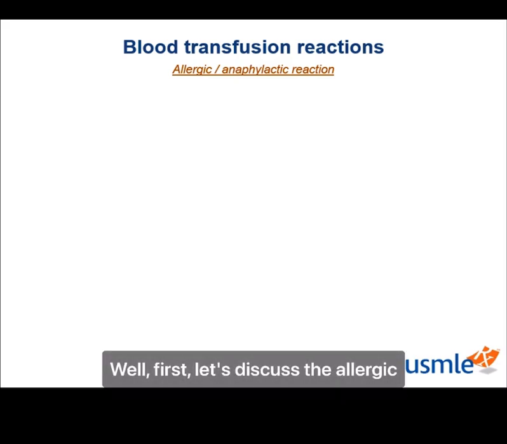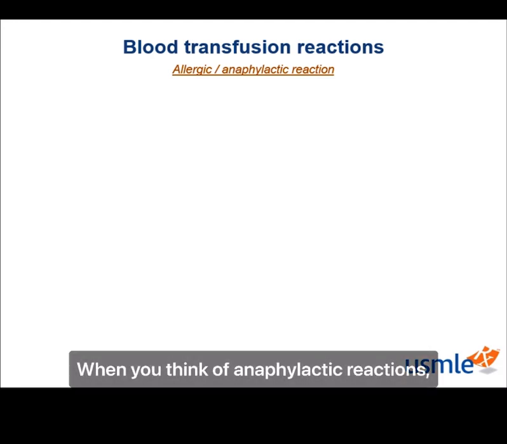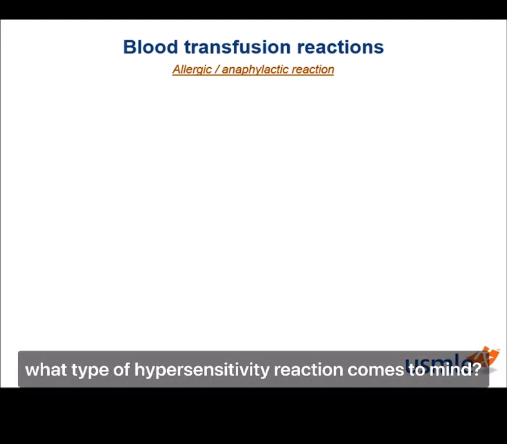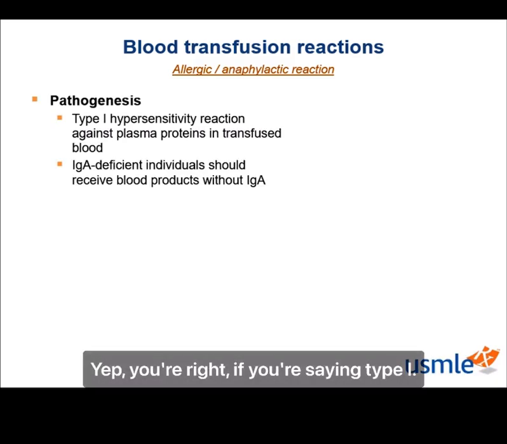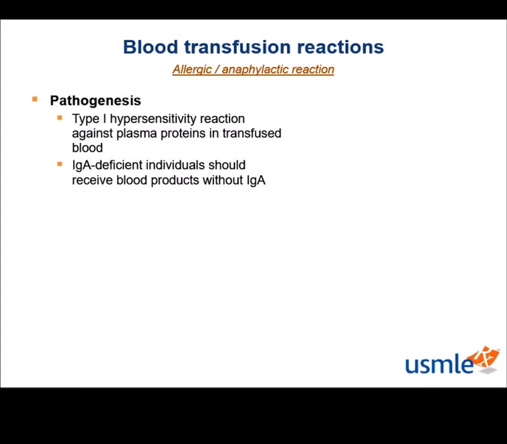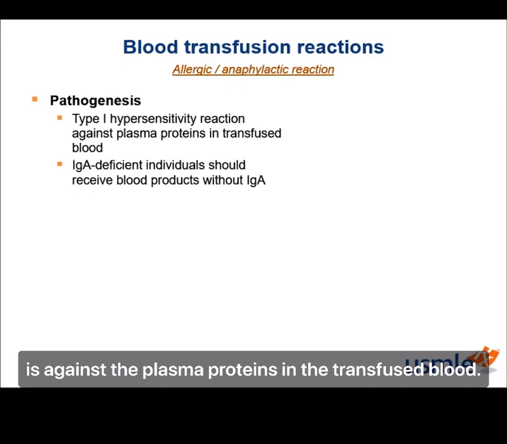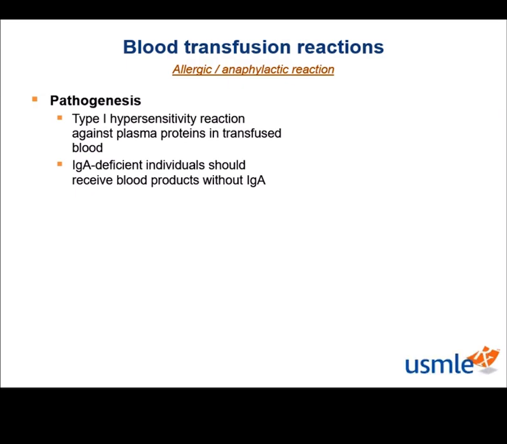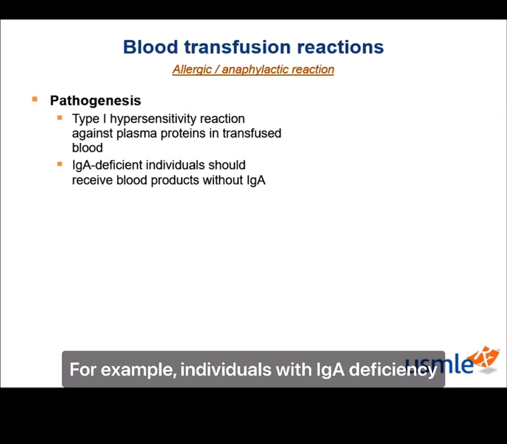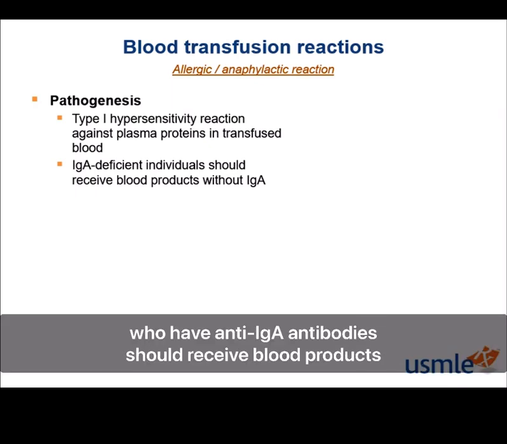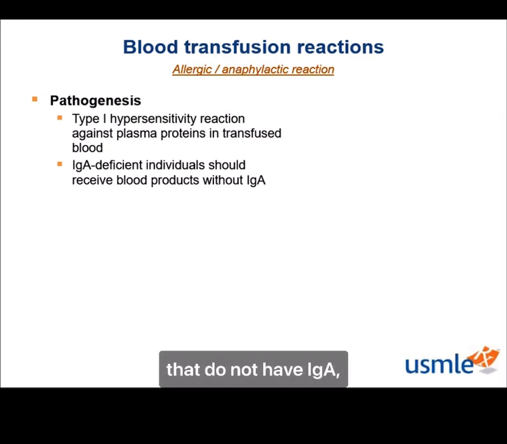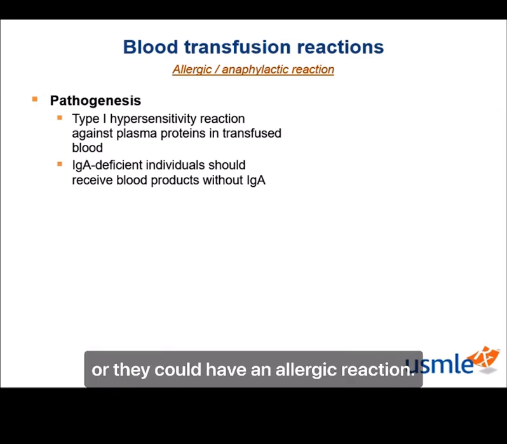Well, first, let's discuss the allergic or anaphylactic reactions. When you think of anaphylactic reactions, what type of hypersensitivity reaction comes to mind? Yep, you're right if you're saying type 1. This type 1 hypersensitivity reaction is against the plasma proteins in the transfused blood. For example, individuals with IgA deficiency who have anti-IgA antibodies should receive blood products that do not have IgA, or they could have an allergic reaction.